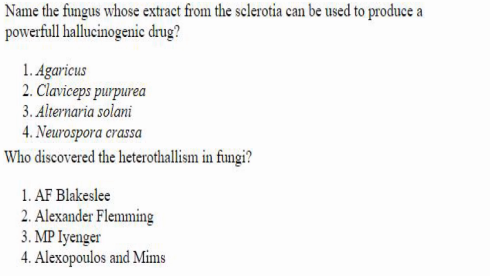Name the fungus whose extract from the sclerotia can be used to produce a powerful hallucinogenic drug. It is your Claviceps purpurea that is producing this hallucinogenic drug, and it is called ergot. So answer is option 2. Who discovered heterothallism in fungi? It is A.F. Blakeslee. So answer is option 1.